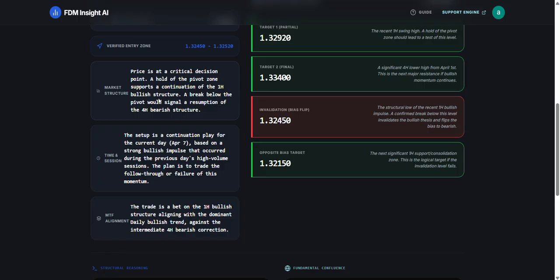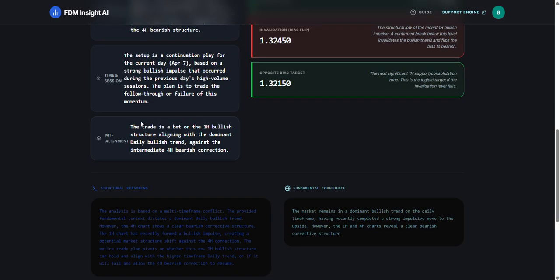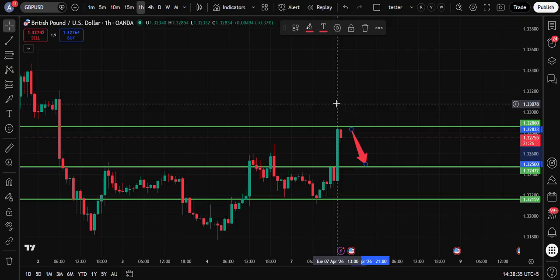The price is at a critical decision point. A hold of the pivot area supports a continuation of the 1H bullish structure. A break below the pivot will signal resumption of the 4H bearish trend. The setup is a continuation play after the current day, April 7, based on the strong bullish impulse that occurred during the previous day's high volume session. The trade is set on 1H bullish structure running with the dominant daily bullish trend against an intermediate 4H bearish correction. Okay, whatever you say.